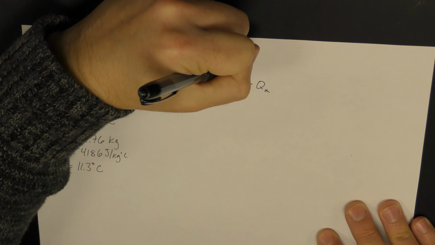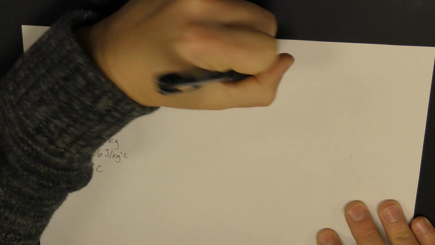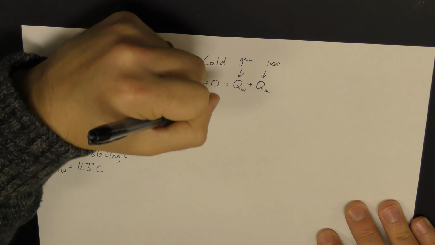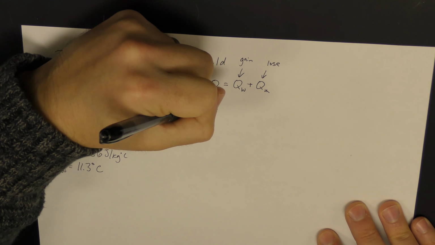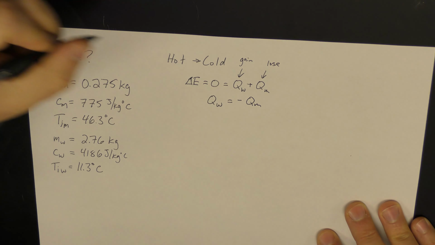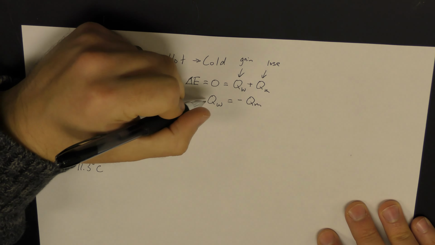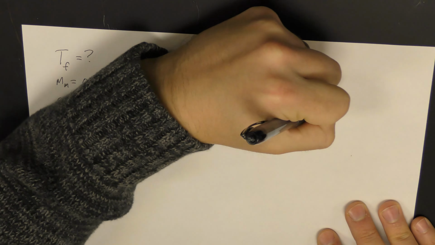So our total energy in our system has to equal the energy lost plus the energy gained. And so that has to equal 0, which means that Q water equals negative Q metal. Remember, Q metal is going to give us a negative number, so those two negatives will cancel. It's really important to remember that, otherwise you will get the wrong answer.